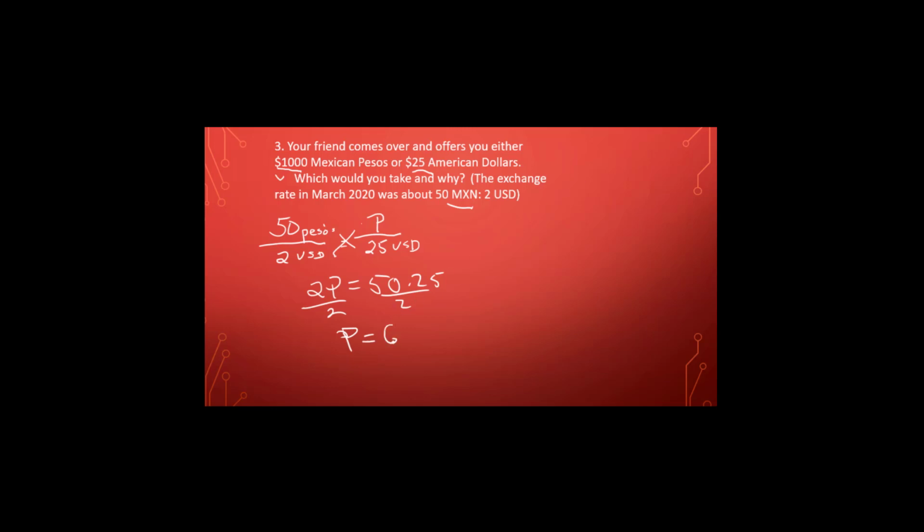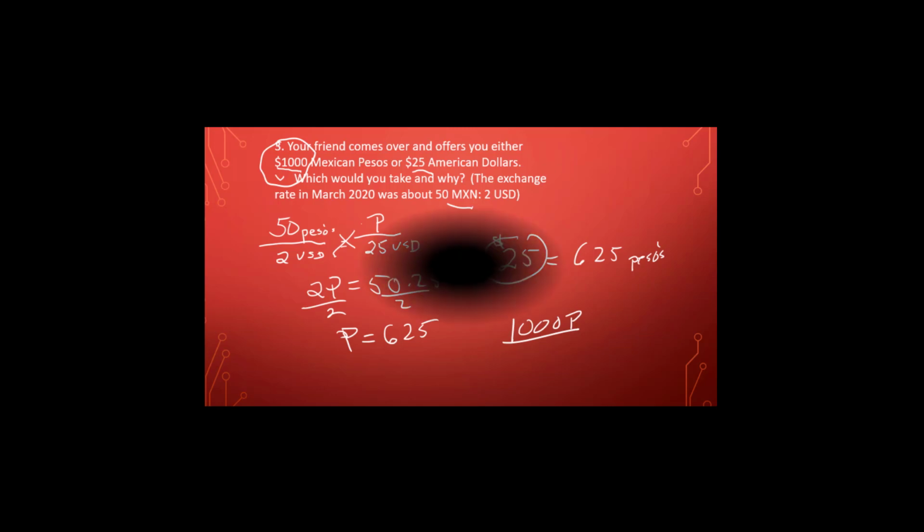And I'm getting 625. So that means $25 is the same buying power as 625 pesos. Then obviously 1,000 pesos is worth more than $25. So I'm going to take the 1,000 pesos. This is a good reasoning problem. You've got to think through it.